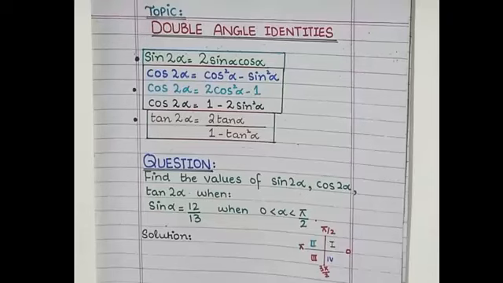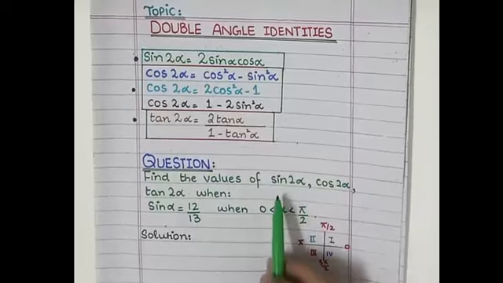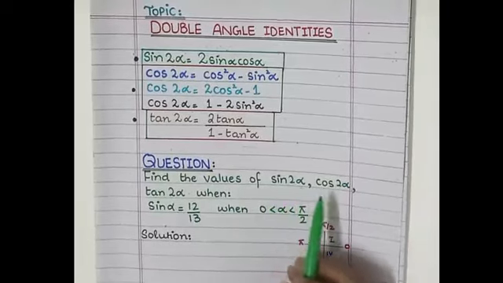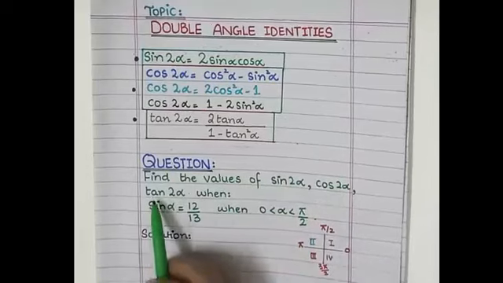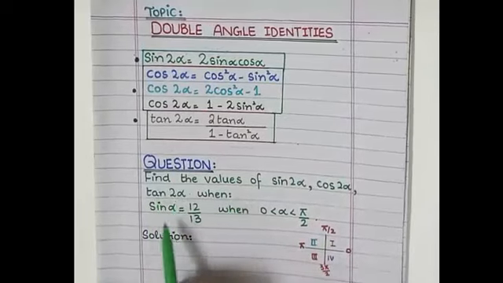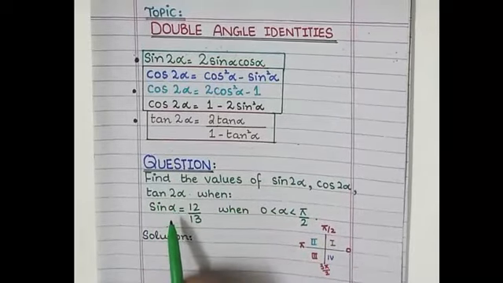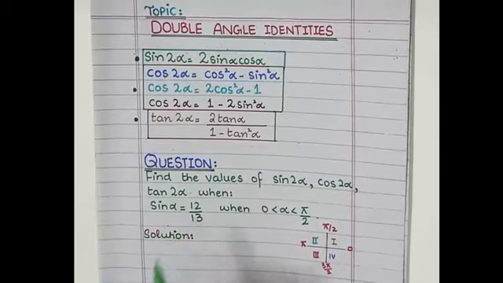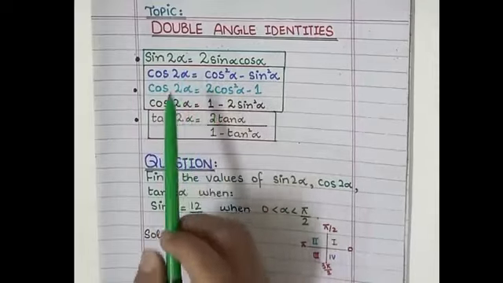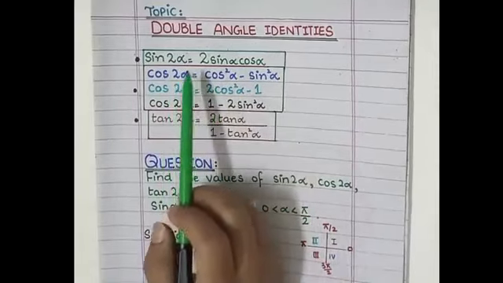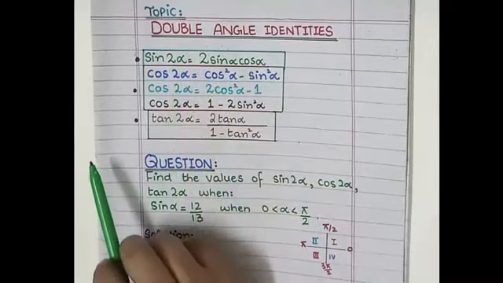Double angle identities. With the help of double angle identities, we will find the value of sine 2 alpha, cos 2 alpha, tan 2 alpha when the value of one trigonometric ratio is given, which is sine alpha. So before starting the question, let's see what are the double angle identities of sine, cos and tan.